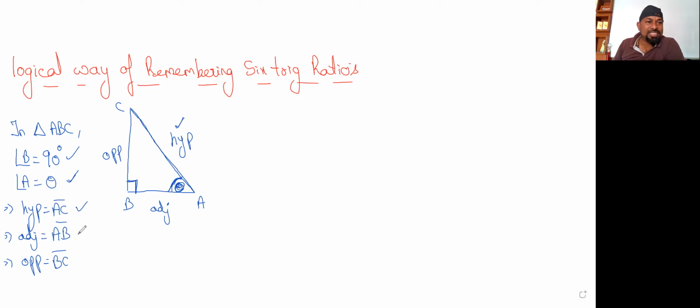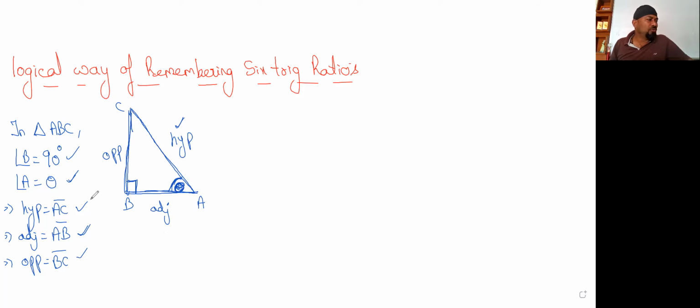Now, coming to the adjacent side. What is the meaning of adjacent side? Adjacent side means the side which is touching theta. So AB is the adjacent side. Now, which side is opposite to theta? Opposite means the side which is not touching theta. So here, this side BC will become the opposite side, because it is not at all touching the angle.